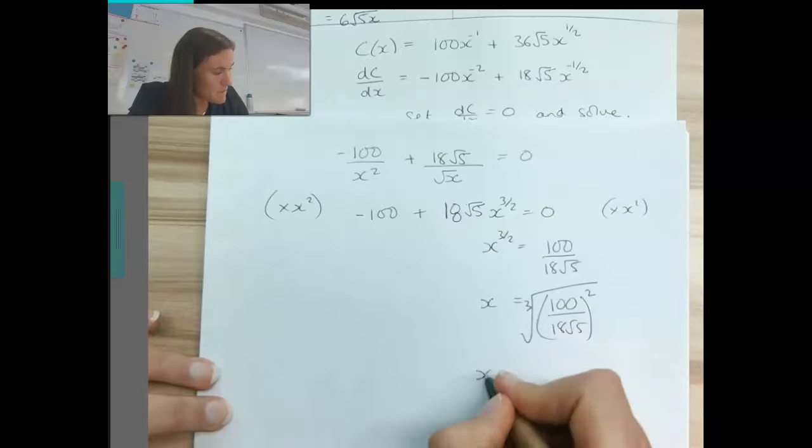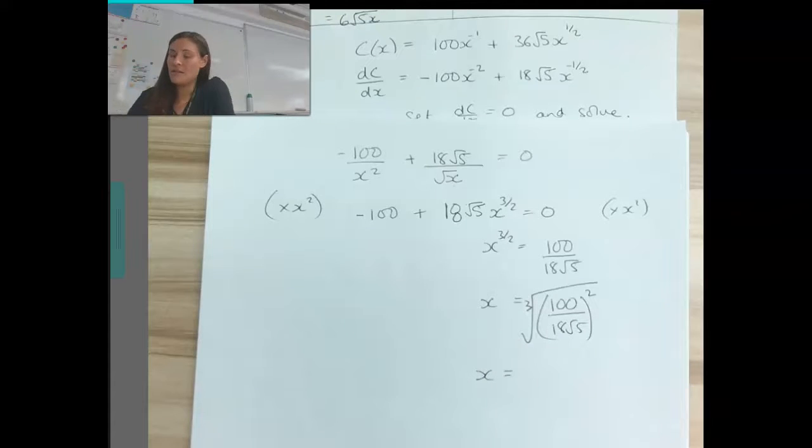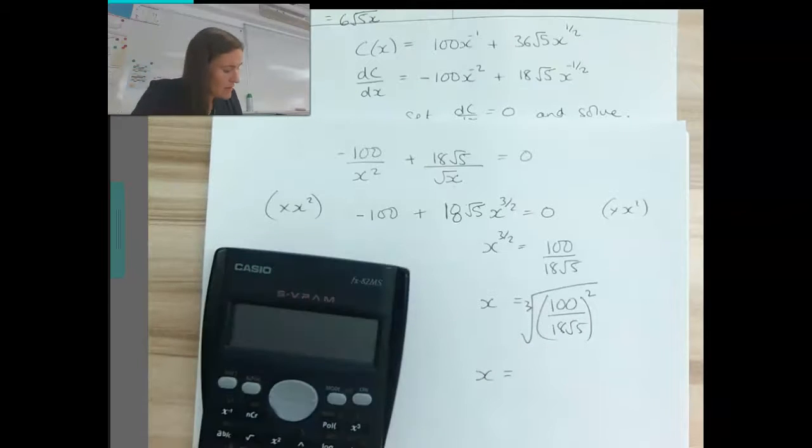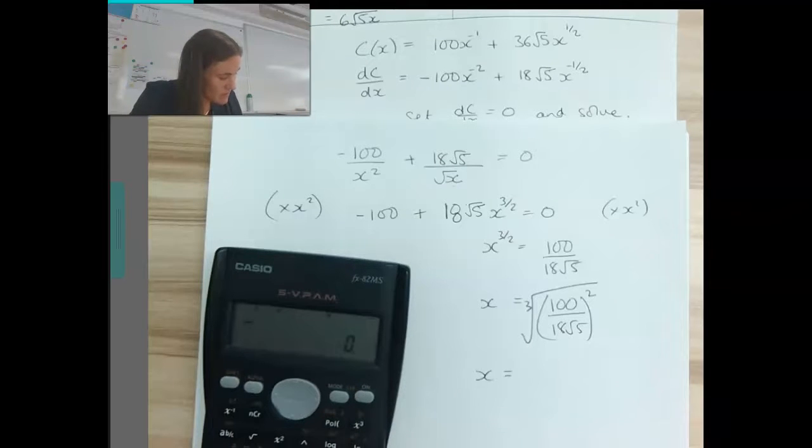Okay, this is where I think I'm going to grab a calculator. Unfortunately, my graphical calculator has run out of battery, so I'm going to try and do it with this one. So I've got 100 divided by 18 root 5. I'm going to square that, and then I'm going to cube root it.